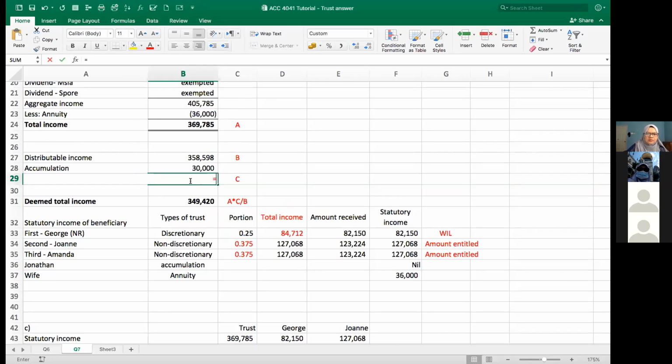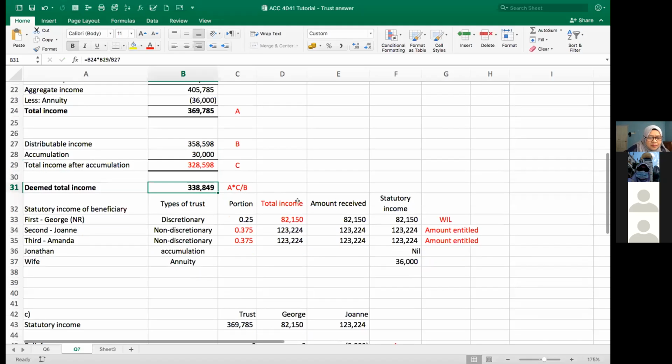The one is just minus, right? 1 minus 328598. Correct. So your deemed total income is 338849. Why is it wrong, I didn't notice. Sorry, thank you. Okay, now is deemed total income, because I did not do this question answer actually.